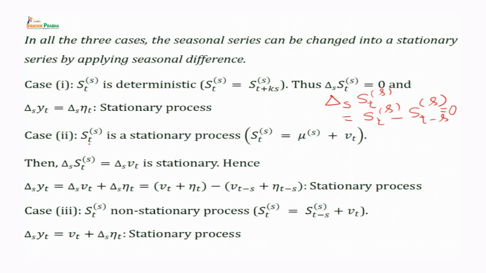Then the second case is STS is a stationary process. STS is equal to mu s plus VT. Again, delta s STS is equal to delta s VT, because delta s mu s is equal to 0. So, delta s y t is equal to delta s VT plus delta s eta t, which is equal to VT plus eta t minus VT minus s plus eta t minus s. Now, this is a stationary process.